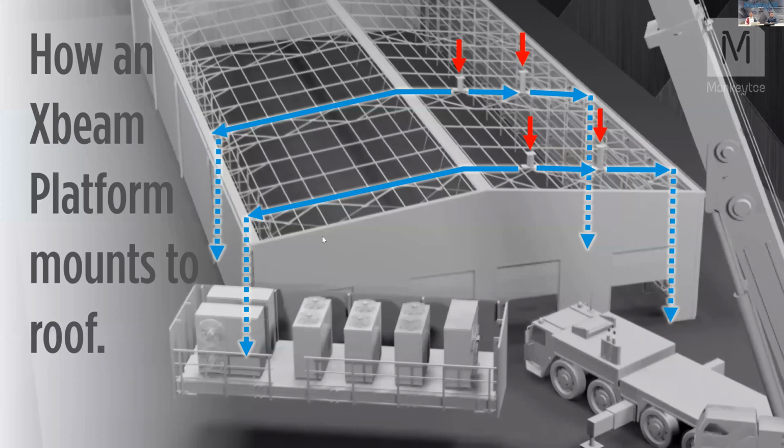So just a brief slide here on how the Xbeam mounts. It obviously mounts back through to the portals below. So we have stubs fixed to the portals below, penetrating the roof, and the platform can get craned onto the roof and fixed back to the stubs. And obviously that load is transferring back through the building via the portals.